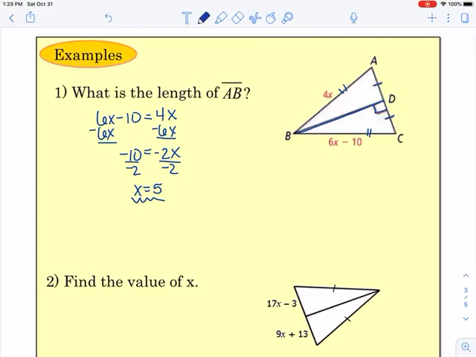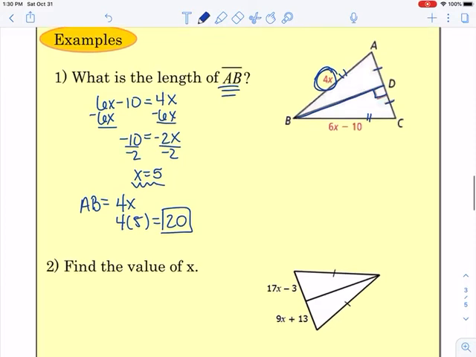This time, unlike previous problems that we've done, this one is actually asking you to find the length of AB. So now I need to go back and plug that x into 4x. So AB is 4 times x, and we just found out that x was 5. So 4 times 5 is 20. So the length of AB is 20.